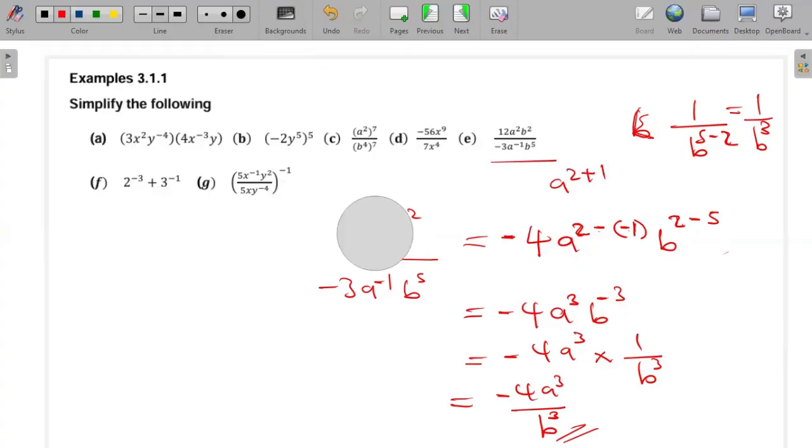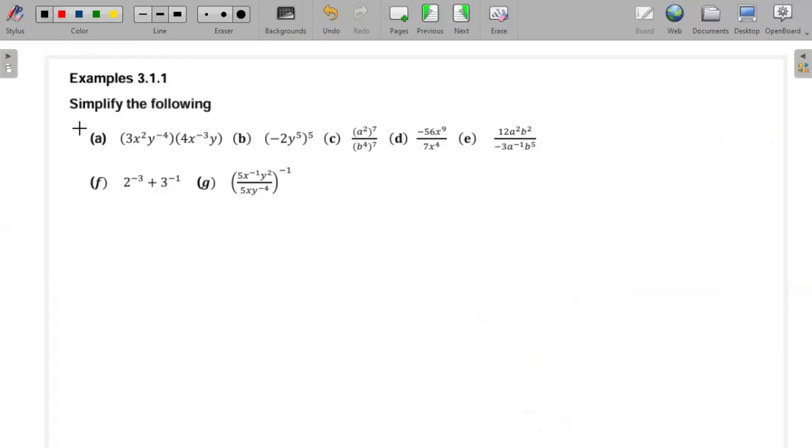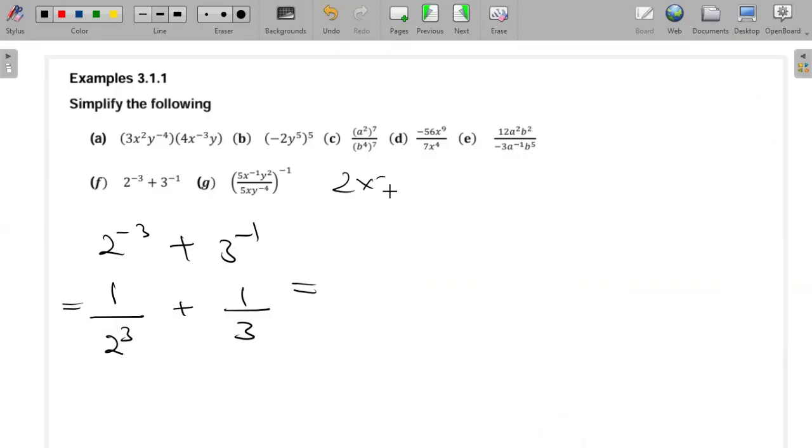Okay, we look at F. Let's look at F. So if you have 2 to the negative 3 like that, plus 3 to the negative 1. So how do we do this one? This we can write as 1 over 2 to the power 3 plus 1 over 3 to the power 1, since it's only raised to the power 1. And this is going to be 2 times 2 times 2. So 2 cubed is just what? 8. So you have 1 over 8, then plus 1 over 3.